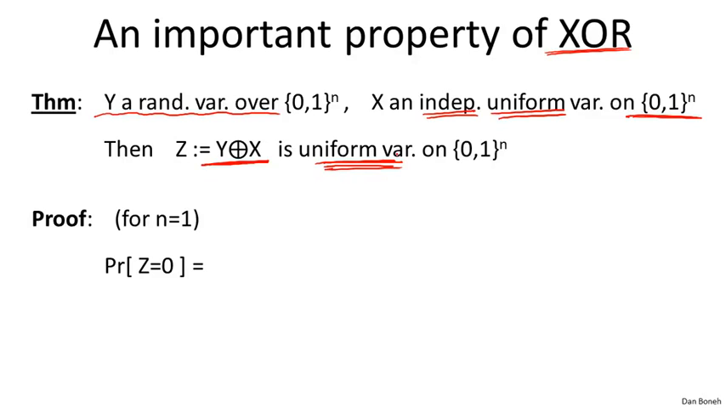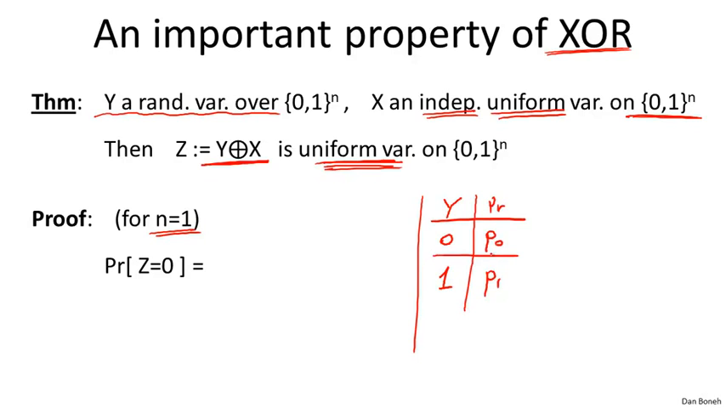This is actually a very simple fact to prove. Let's just go ahead and do it. Let's prove it for 1 bit, so for n equals 1. The way we'll do it is we'll write out the probability distributions for the various random variables. For the random variable y, it can be either 0 or 1. Let's say that p0 is the probability that it's equal to 0, and p1 is the probability that it's equal to 1. Okay, so that's one of our tables.